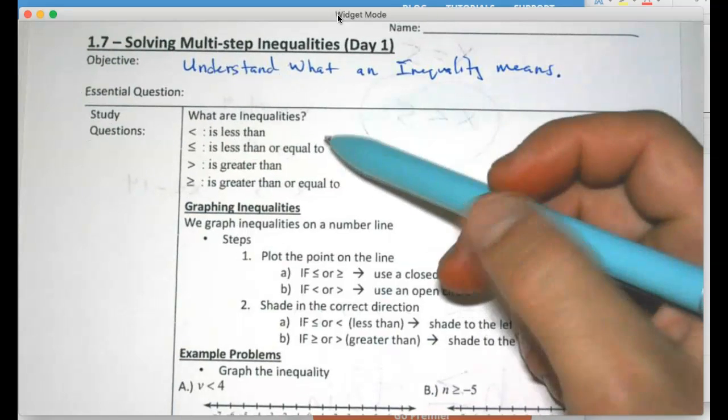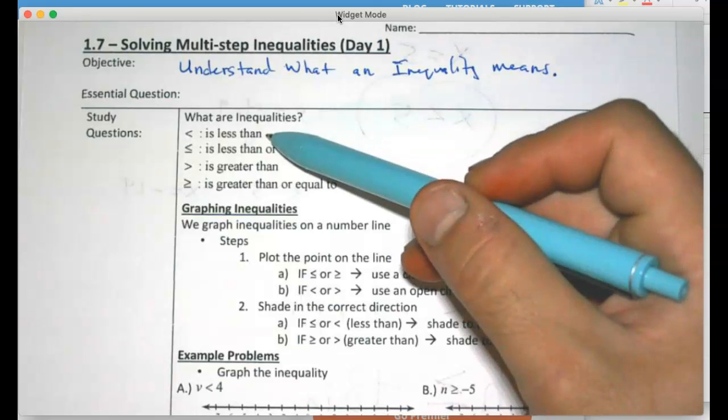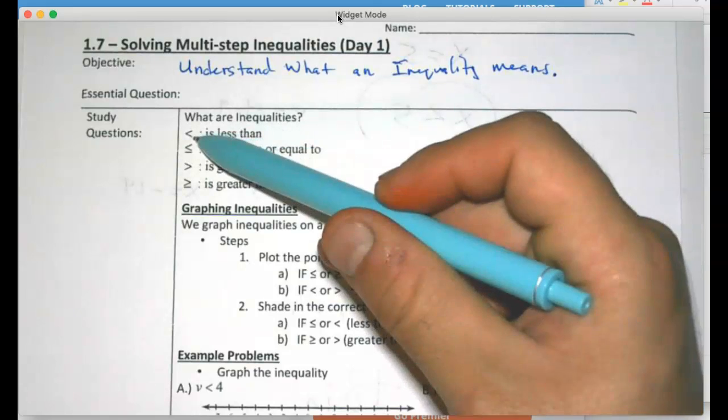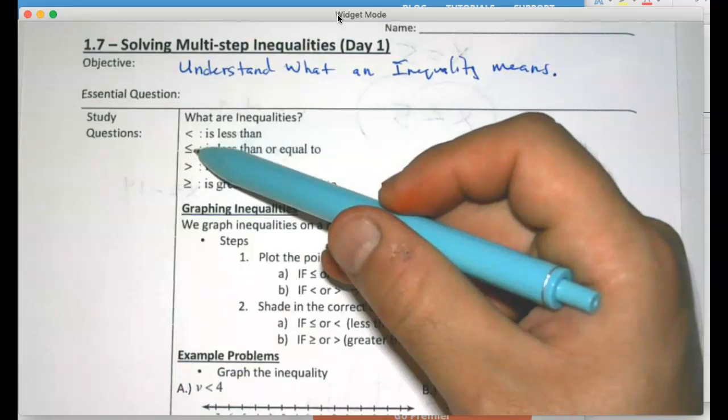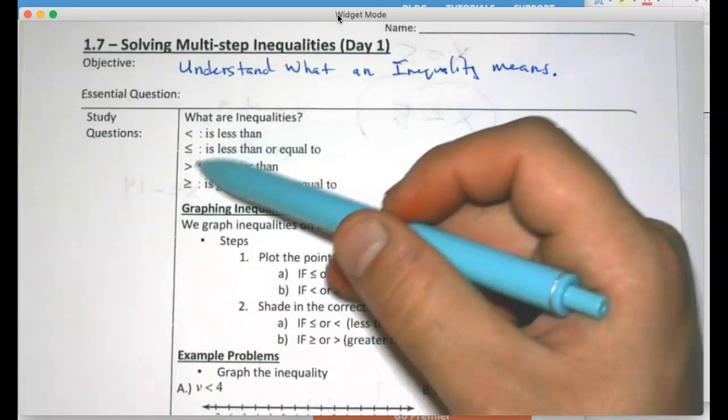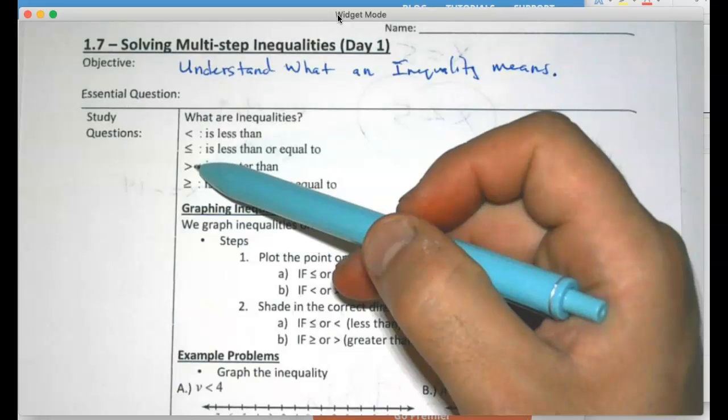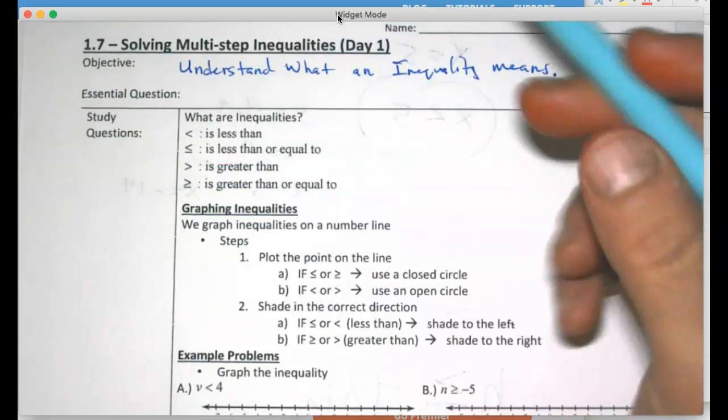So make sure you know what your symbols mean. This symbol is less than, and the symbol here means it's less than or equal to, right? If it has a line under it, it's or equal to. Here's your greater than symbol. Here's your greater than or equal to symbol.